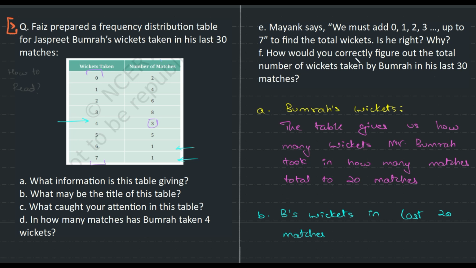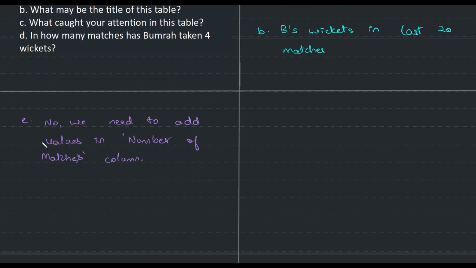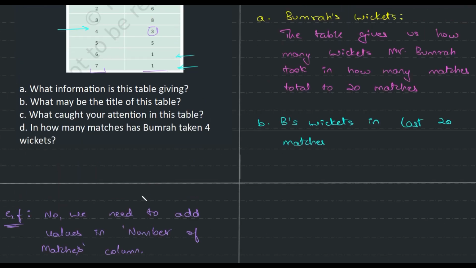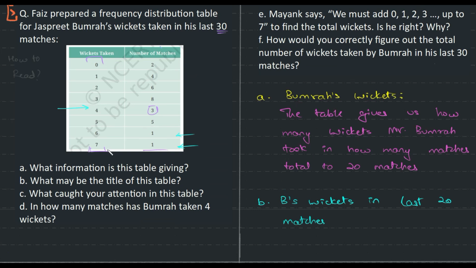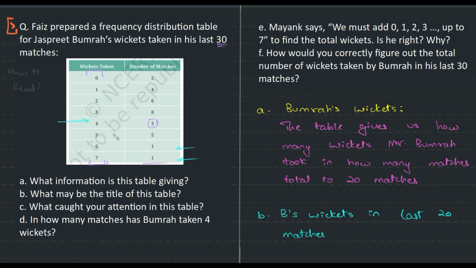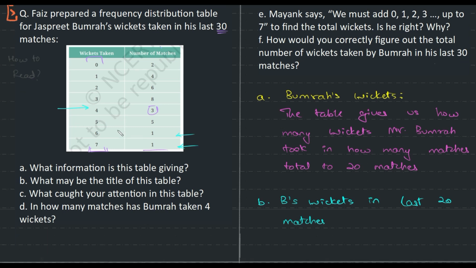How would you correctly figure out the total number of wickets taken by Bumrah in the last 30 matches? There's nothing wrong in this. I mean, the previous step was wrong, but I'll just add the number of, is it okay? It's 30 itself. I answered F, guys. I answered E and F. I didn't understand what the question was about, but yeah, this is E and F. So why should we add? Should we not add this? It's just indicating how many wickets he took, not the number of matches.